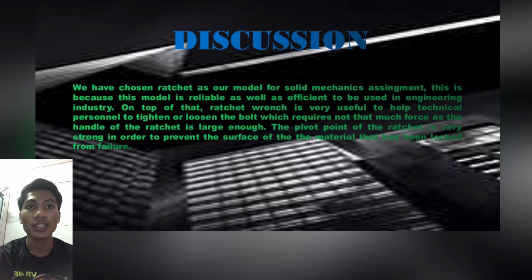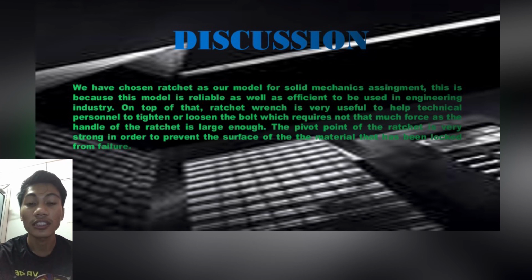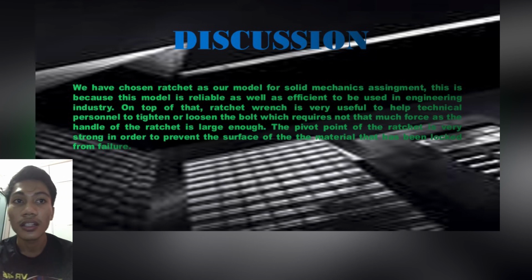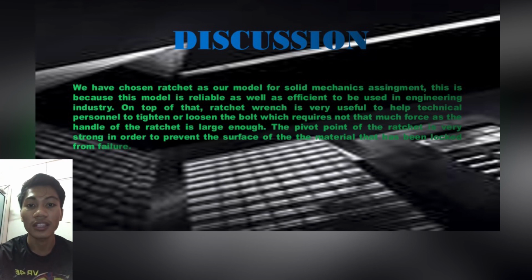For the discussion, our group has chosen the ratchet as our model for this project because this model is reliable as well as efficient to be used in the engineering industry. On top of that, the ratchet wrench is very useful to help technical personnel tighten or loosen a bolt, which does not require that much force as the handle of the ratchet is large enough. Then the pivot point of the ratchet is very strong in order to prevent the surface of the material that has been locked from failure.